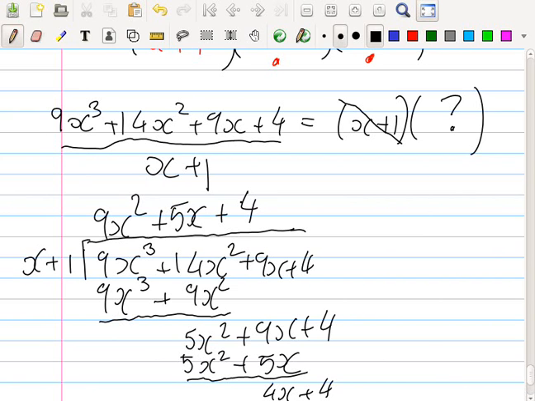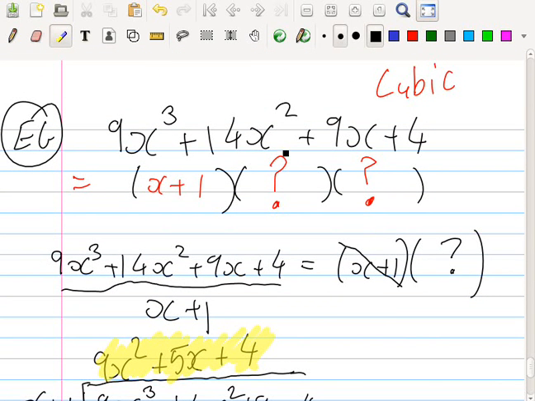Although I expected to get a remainder 0 because I knew x plus 1 is a factor, because I told you x plus 1 is a factor. So I was expecting to get remainder 0 here. So what exactly is the answer here? What is the part that I don't know? It's the term up the top, this term here. So now I can go back to my original question and replace this with 9x squared plus 5x plus 4.